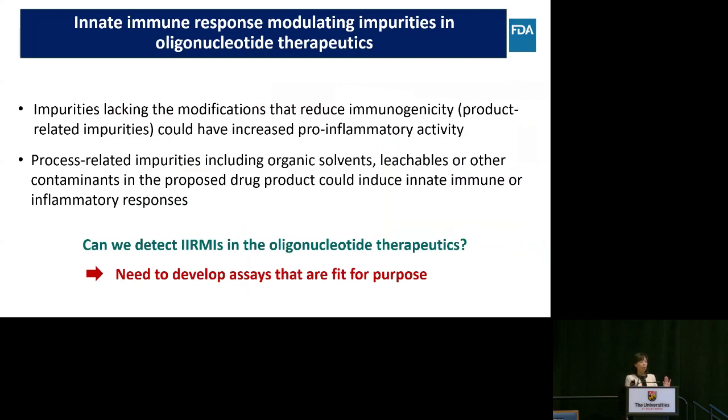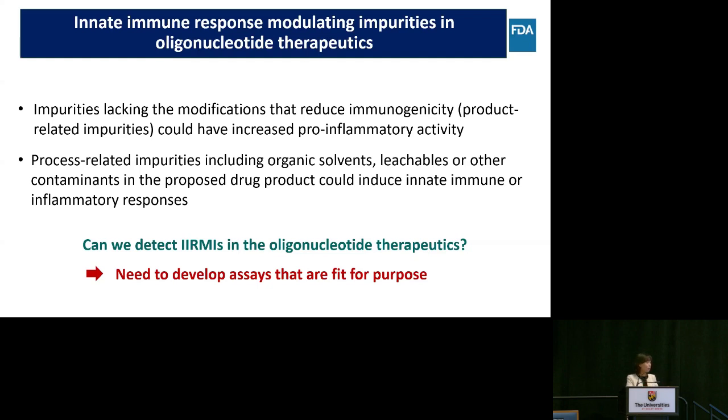But let's say, what if the generic drug manufacturing system increases the level of impurities, lacking those modifications? What happens? It can increase immunogenicity risk. And also the process-related impurities, including organic solvents, leachables, or other contaminants in the drug product, can also induce innate or inflammatory responses. Then, coming back to the oligonucleotides, can we detect RMI in the oligonucleotide therapeutics?